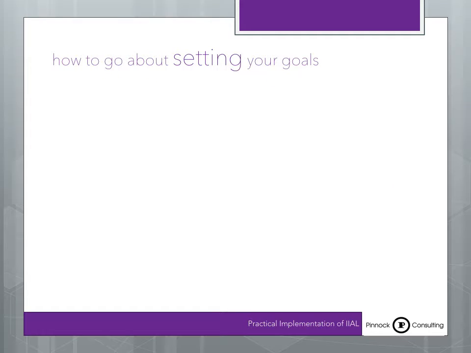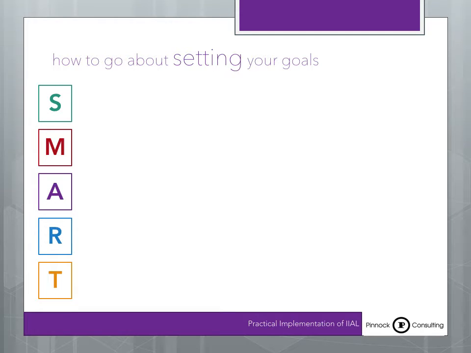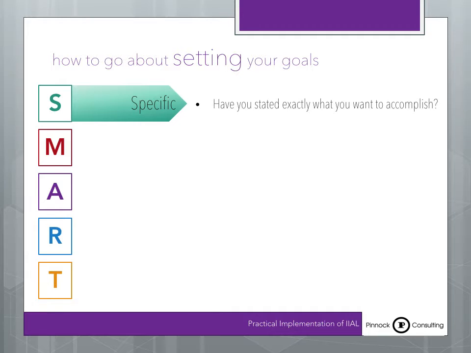Next, we're going to look at some key elements to consider when setting your goals. And a good theory to follow is the SMART theory. The S stands for specific. So when you are determining your goals, you need to make sure that they are well defined and clear. You must really try and define your goal as much as possible.